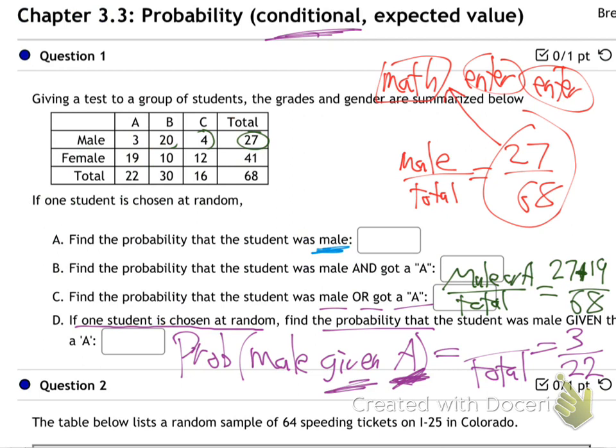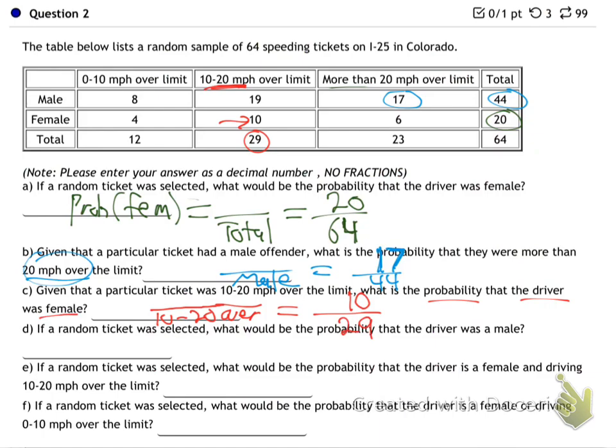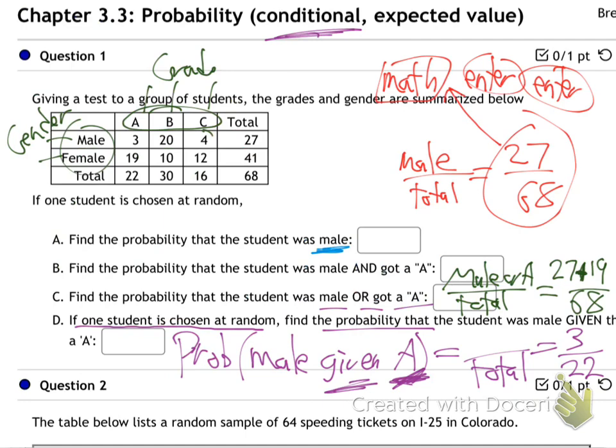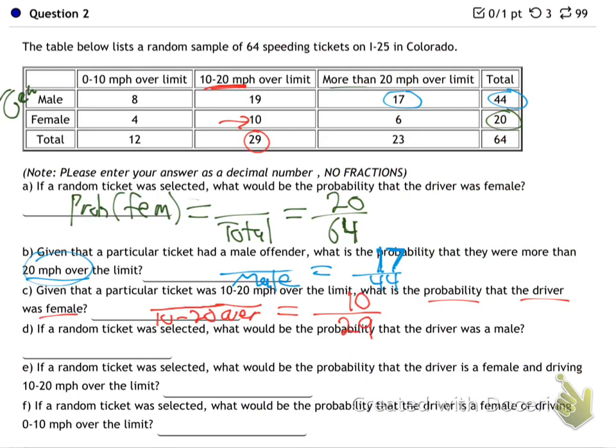Where you have the various grades at the top, and then one of the conditions on the top, like that would be grade, and on the other side, gender. So basically, you put one quality on the top and one quality on the side. In this case, grade and gender, or in this one, it's again gender on the side and speed. How fast over the speed limit was there?